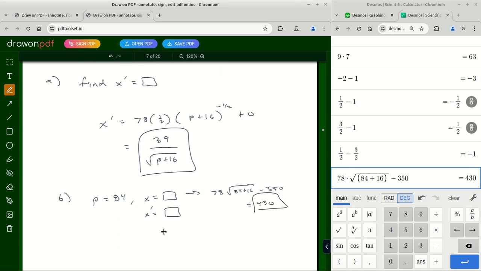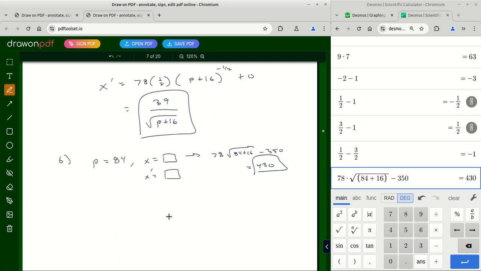So then it says find the derivative. And we already have the derivative, so I just plug it in now. So 39 over the square root of 84 plus the 16. I think that's 100, isn't it? Yeah, because it turned out to be 3.9. So, cool. There it is.